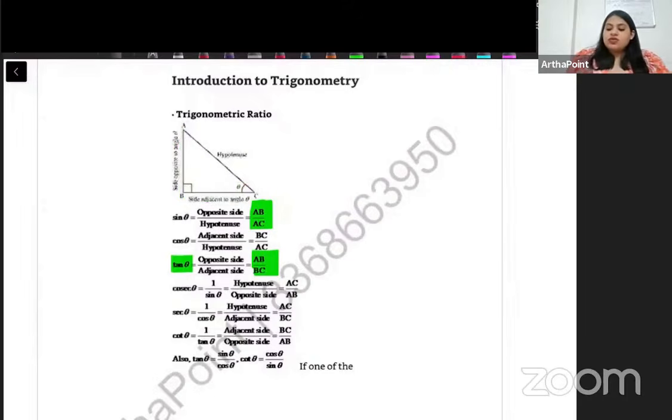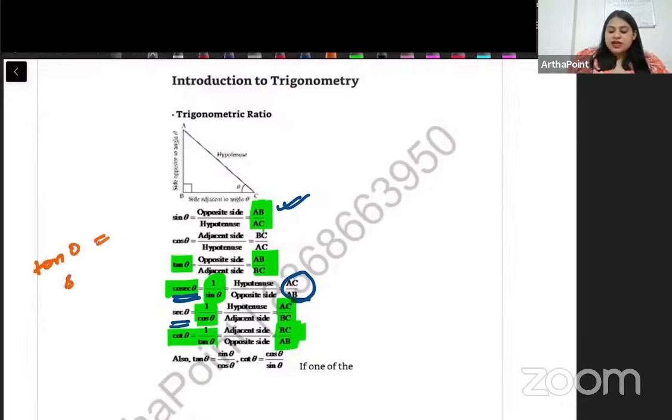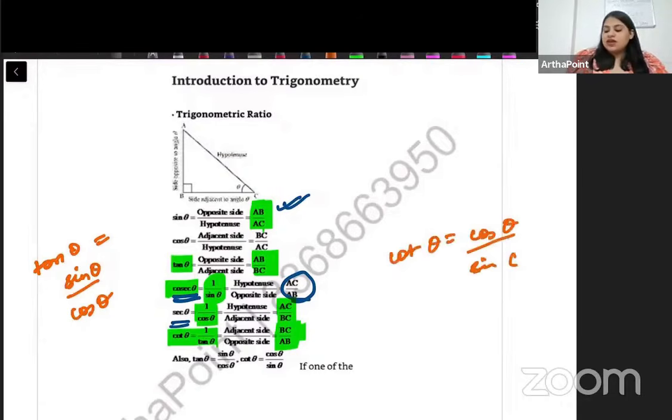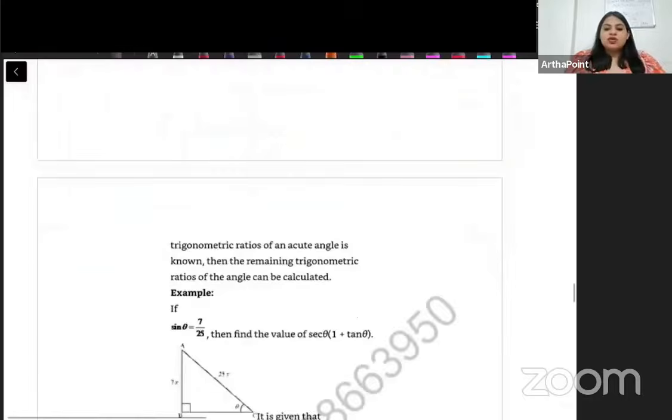Next, we want to talk about cosec theta. Cosec theta is 1 by sine theta. So if sine theta is AB by AC, then cosec theta will be AC by AB. Sec theta is 1 by cos theta, so it will be AC by BC. And cot theta will be 1 by tan theta, so it will be BC by AB. Also, we know that tan theta can be written as sine theta by cos theta, and cot theta is cos theta by sine theta. These things should be known to you.